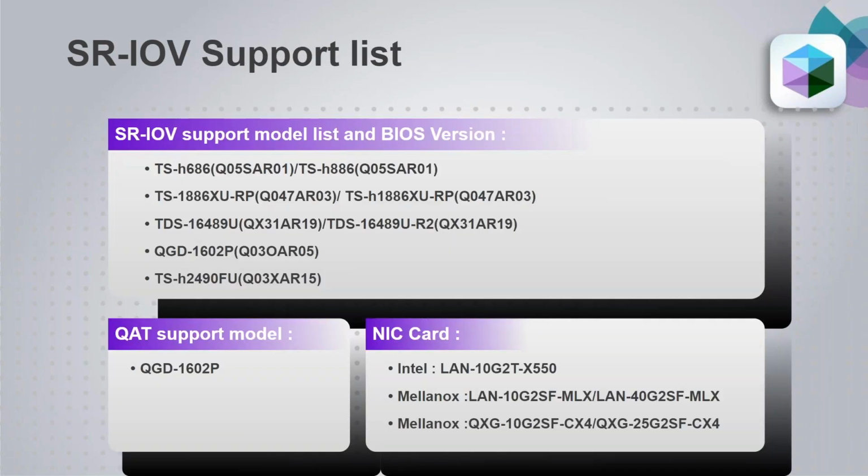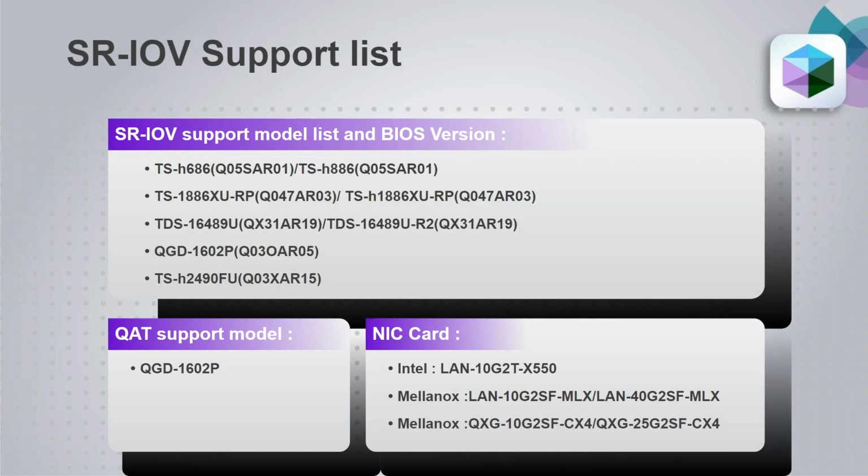And here's a list of hardware. Not every piece of hardware and NAS supports SRIOV. So you have to make sure you have a NAS from this particular list and a NIC card from this particular list as well. The NIC card that comes within the NAS doesn't support SRIOV. It has to go through the virtual switch and NAS operating system. But NIC cards like the LAN 10G, 2T, X550, and Mellanox cards support SRIOV. So you need to make sure you have a compatible NAS and also a compatible NIC card to use this particular feature.